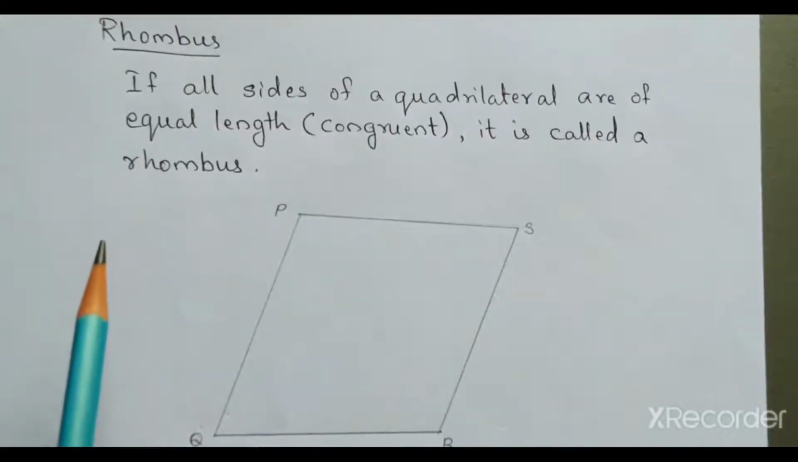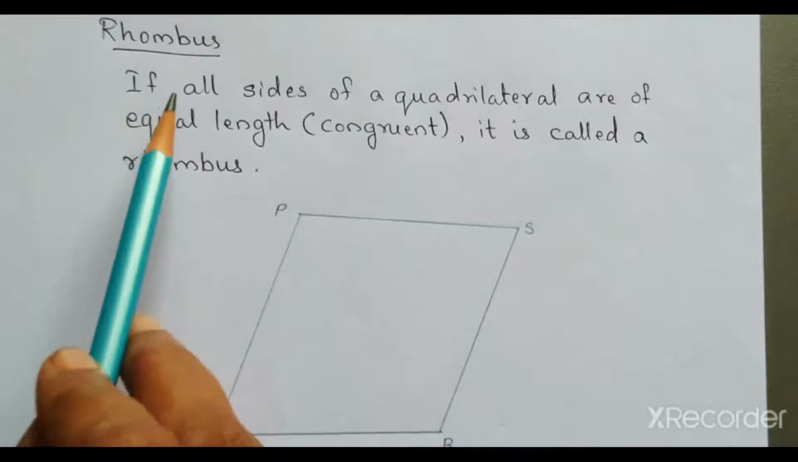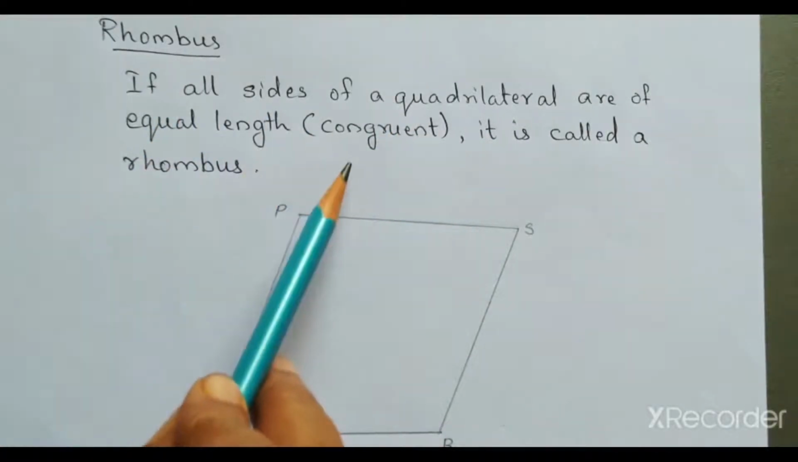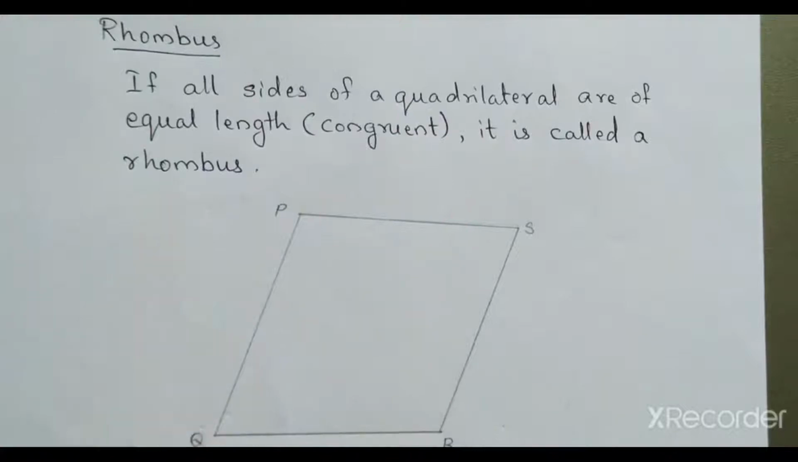Now let's see what is meant by a rhombus. If all sides of a quadrilateral are of equal length or congruent, it is called a rhombus. Now here, if you check the measures of each of these sides, we can see that they are congruent. So when they are congruent, quadrilateral PQRS becomes a rhombus.